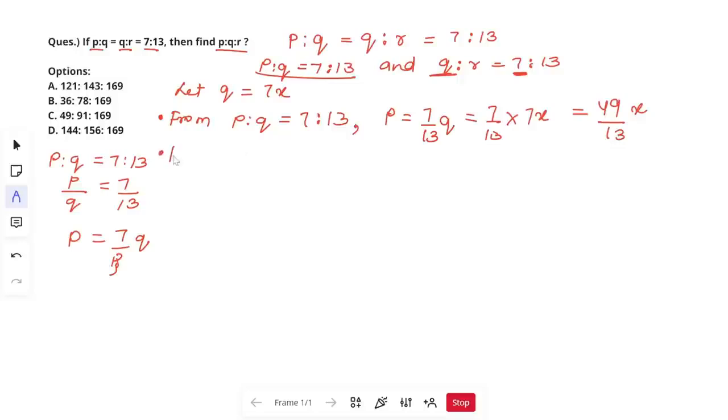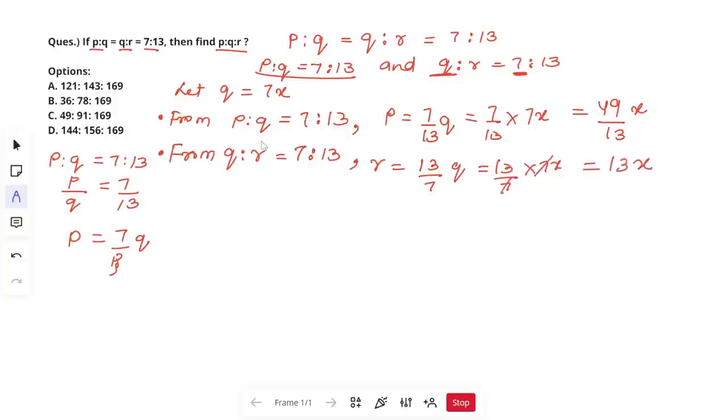Now again, from the second equation, which is Q is to R is equal to 7 is to 13, this time we are going to find the value of R. So R will be 13 by 7 Q. So 13 by 7 into 7x, the 7 and 7 are going to cancel, and we get 13x. We have found the value of P in terms of x, the value of R in terms of x, and we have also assumed the value of Q in terms of x.